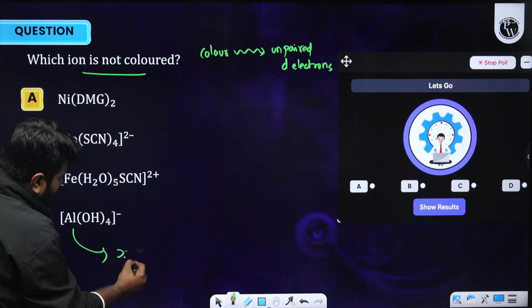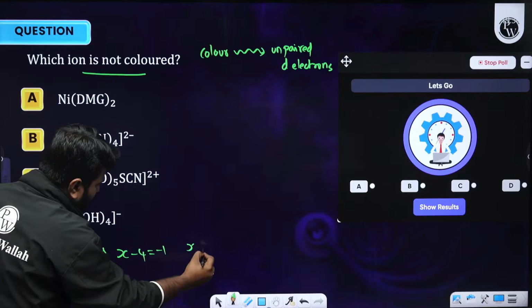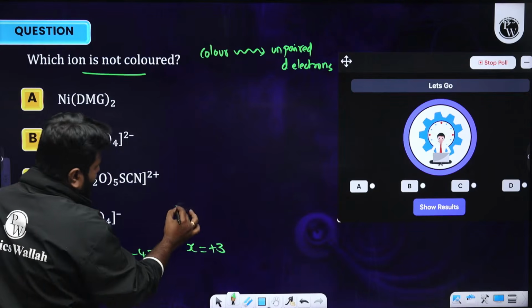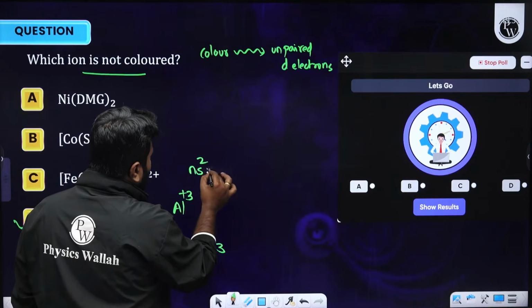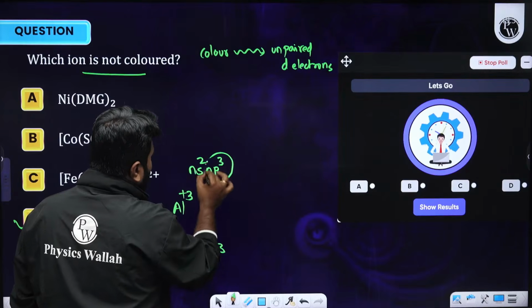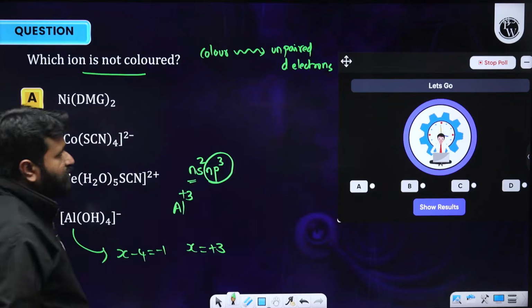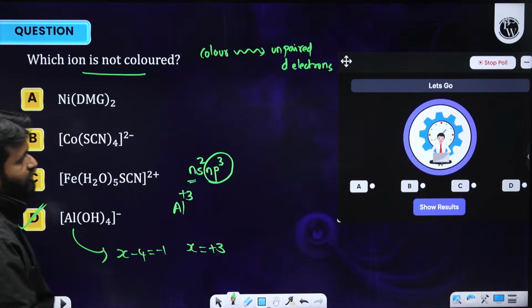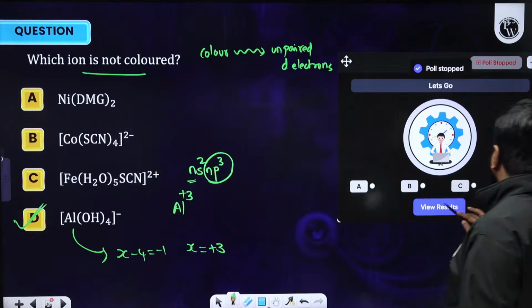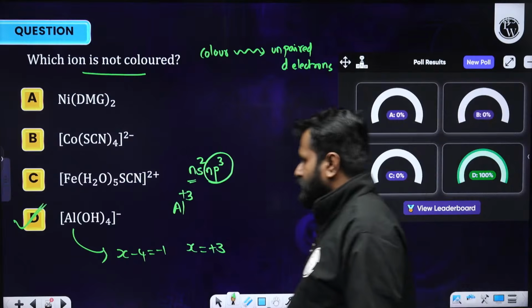Why? X minus 4 is equal to minus 1, so X will be equal to plus 3. That is, aluminium exists in the plus 3 state. Aluminium belongs to the boron family, ns2 np1. If I remove 3 electrons, will any unpaired electron be there, my dear students? No unpaired electron. So option D will be the correct answer. Is it clear? Next question.